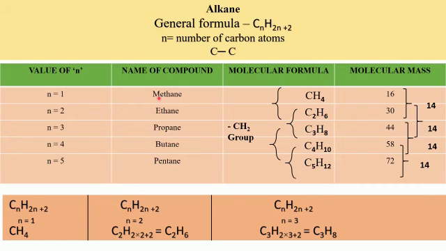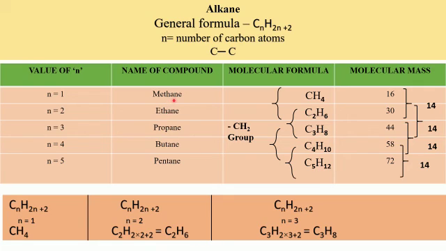So what does a root word tell us? A root word will indicate the nature and the number of carbon atoms that are present. If the root word is meth, it indicates that there is only one carbon. Eth root word indicates that there are 2 carbon atoms. Prop for 3, but for 4 carbon atoms, and pent for 5 carbon atoms.